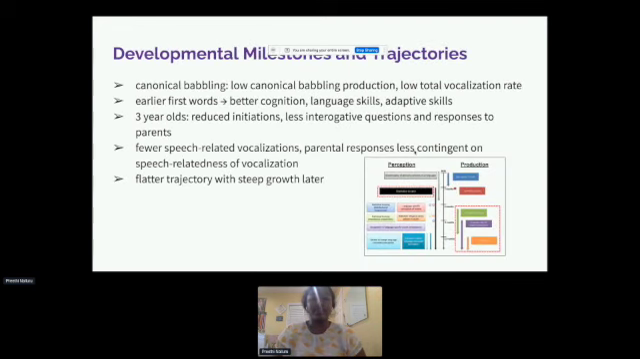Children with autism often experience a reduced sensitivity to human voices. They show reduced responsiveness to vocal stimuli, even though they show responsiveness to non-vocal cues. They show reduced responsiveness to their name as well.